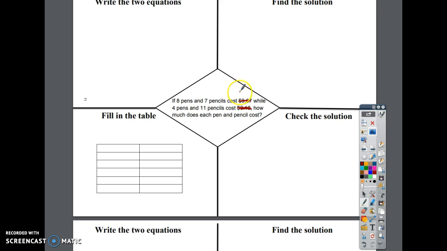This should be $3.41. And then the other one should be $3.13. Okay? Change it, because if not, it's not going to work. Now let's go back to the perimeter one.